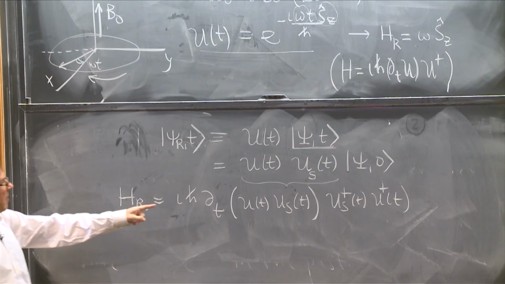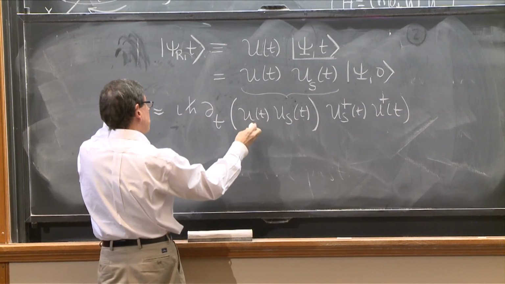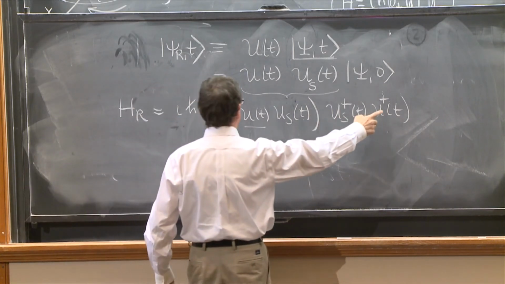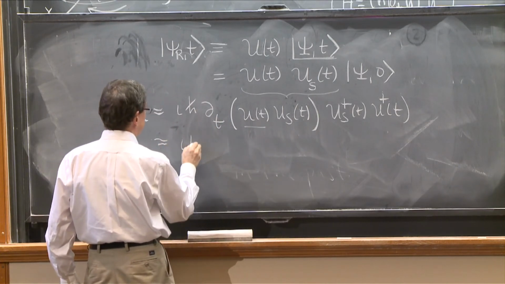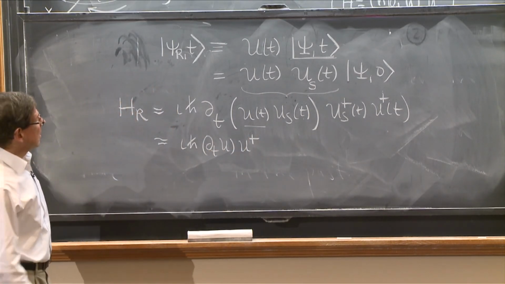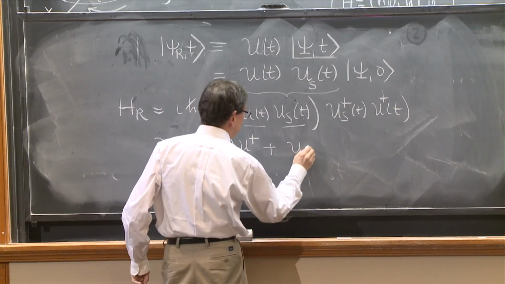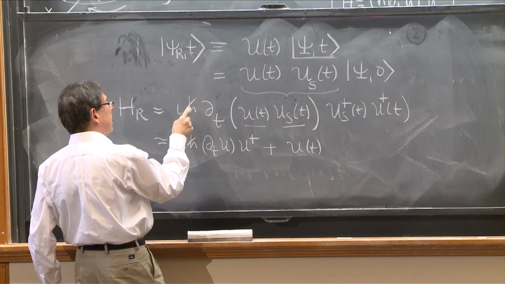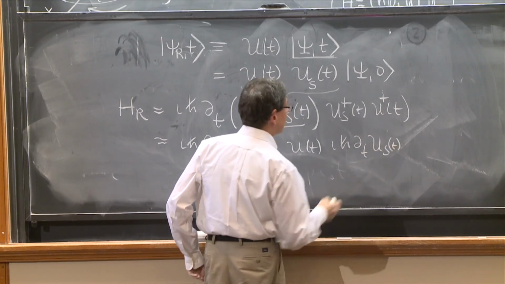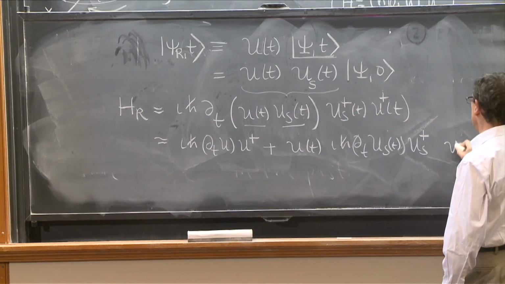Now we have to evaluate these derivatives. It's not all that bad. If the time derivative hits the u, this one, then u and u dagger annihilate each other. So you're left with u dagger of t here. So you get i h bar dt u dagger. Now, when it acts on the second one, what do we get? Well, I'll write it this way, plus u of t, because this will be first, then i h bar dt Us, and then you have Us dagger, and then u dagger of t.